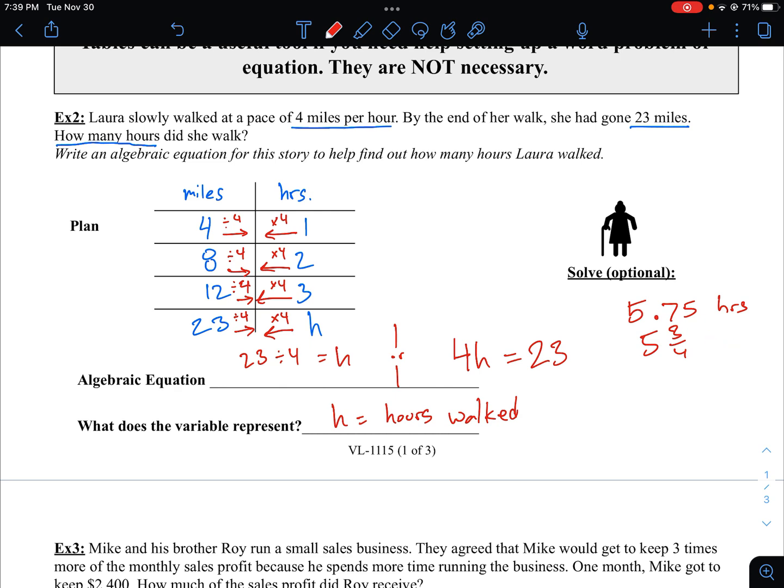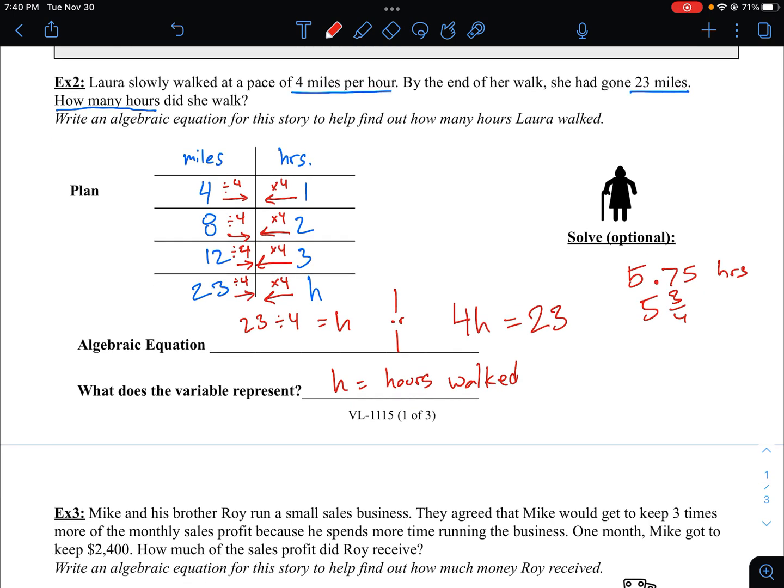Both of them are the same thing. That's something you don't have to do yet. But if you have this equation or this equation, they're both correct.